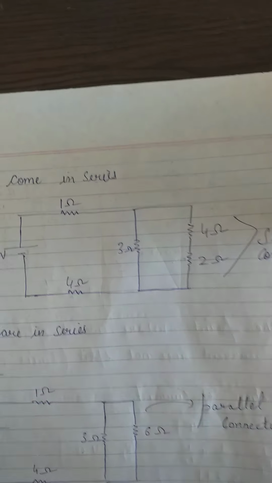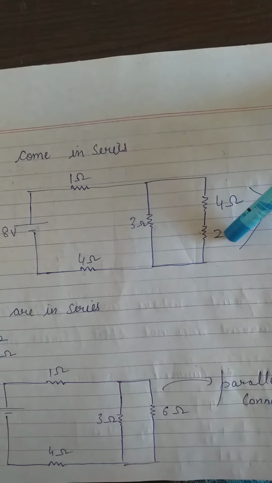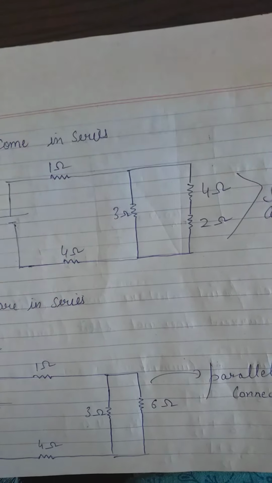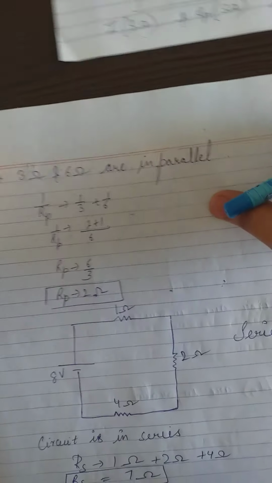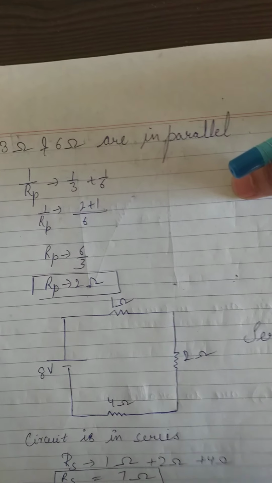Making of the new diagram is necessary, otherwise the examiner will cut off your marks. Series connection 4 ohm and 2 ohm, so you generally have to add it, which comes out to be 6 ohm. Now 6 ohm and 3 ohm is a parallel connection. Now apply the parallel formula. 1 upon Rp is equal to 1 upon 3 plus 1 upon 6. Rp comes out to be 2 ohm.